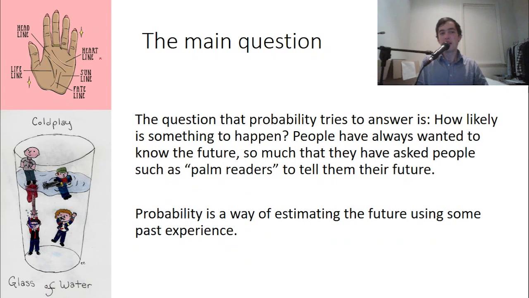They used to have, and I guess we still have in some places, palm readers who will tell people that they can tell them their future by reading their palms. So people have always been interested in this. And what we're thinking about in probability is often a way of estimating what's going to happen in the future using some experience in the past. And we'll get on to a lot more about what that means later.